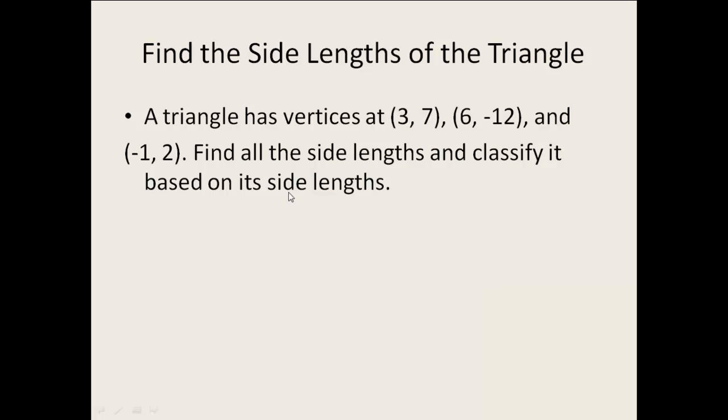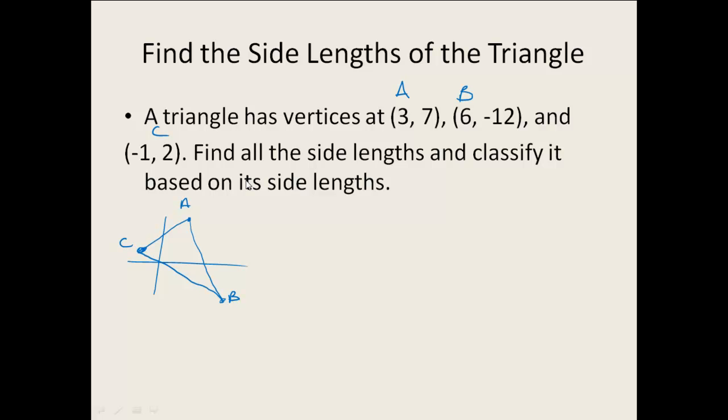Alright, so here's a problem. It says a triangle has vertices at 3, 7, 6, negative 12, and negative 1, 2. Find all the side lengths and classify it based on its sides. First thing I'm going to do is just do a real quick sketch. So I'm going to put 3, 7 right here, 6, negative 12 down here, and negative 1, 2 here. And I am going to label my points just so they're easier to talk about as A, B, and C. So here's A, there's B, and there's C.